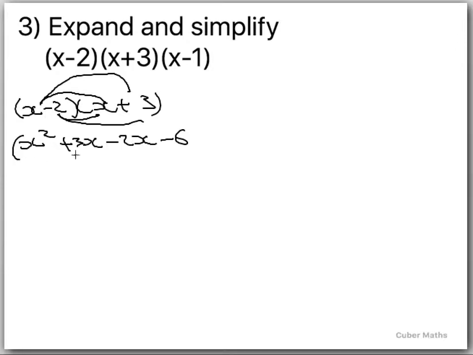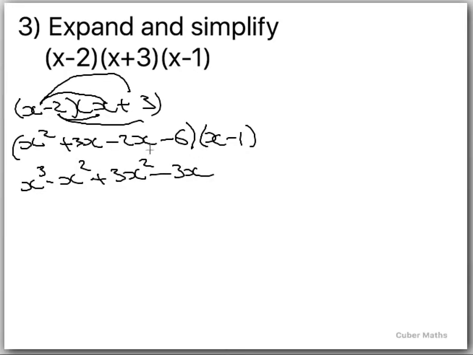If we put that into a bracket and then times that by x minus 1, so x squared times x is going to give us x cubed. x squared times minus 1 is going to give us minus x squared. 3x times x is going to give us plus 3x squared. 3x times minus 1 is going to give us minus 3x. Minus 2x times x is going to give us minus 2x squared.